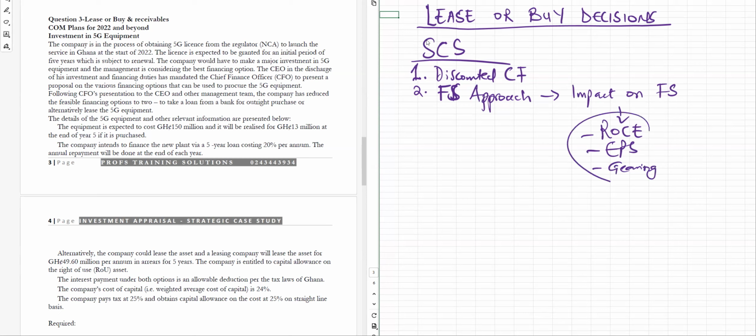So for instance, if I go with leasing, there'll be a finance cost. Now, this finance cost is an expense. And once it's an expense, it reduces your profit. Reducing your profit means that your ROCE is going to go down. Your earnings per share will go down. Possibly your gearing will come up. That kind of impact. This is another area that they can bring lease, borrow, or buy decisions. But today, our focus is on the discounted cash flow approach.